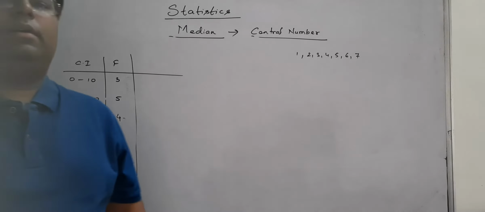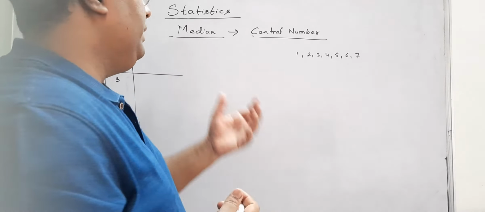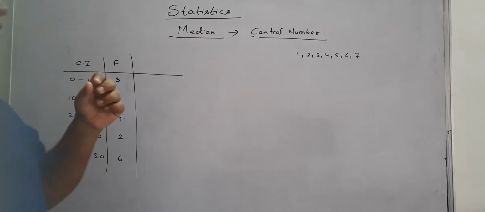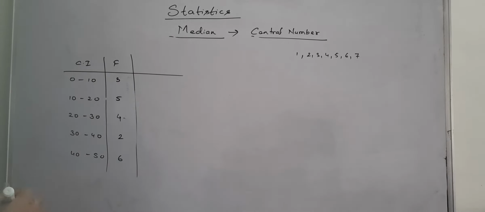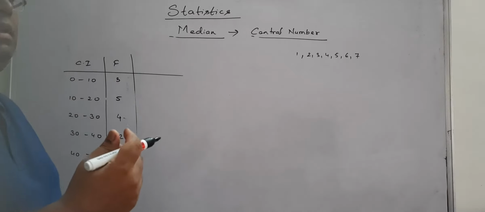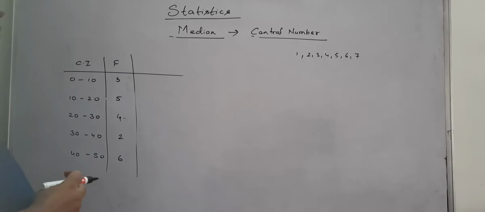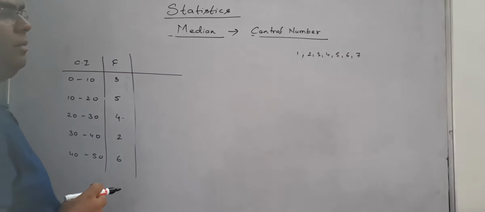In this lecture, we are going to learn about median, the second term of statistics. First, we learnt about mean, how to find mean by direct method, assumed mean method, and step deviation method. Now, median. What is median? Median is basically the central number.